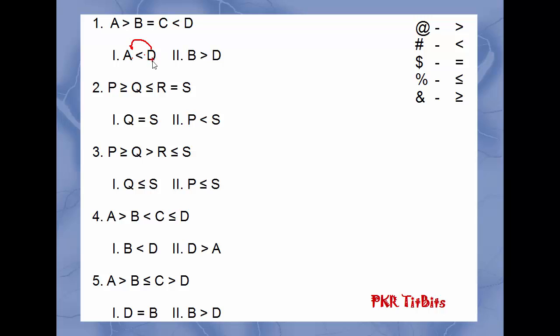If in the flow we cannot reach A, then our option is wrong. If we can reach the element A in our flow from D to A, then it is a true option.